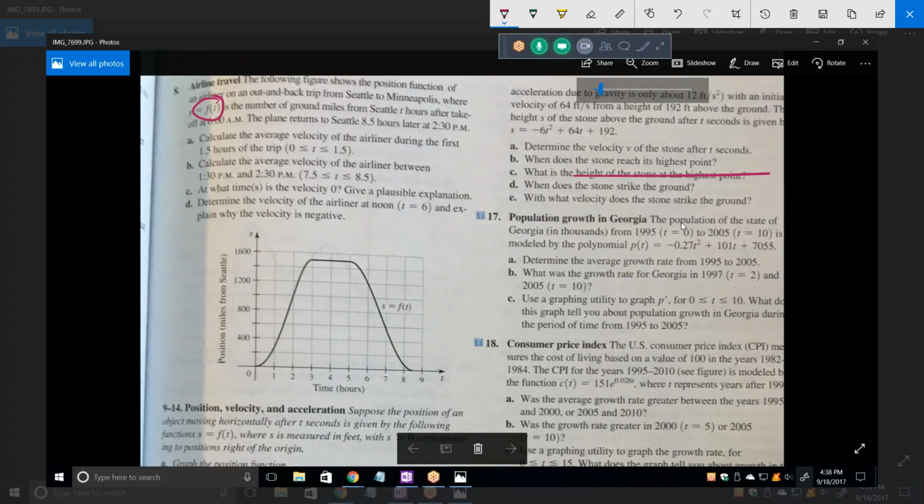Notice that after 8.5 hours, it returns to Seattle. Well, there's Seattle, position miles from Seattle. When I take off, I'm 0 miles from Seattle. At some point, I get to be like 1,500 miles from Seattle. Then I stay 1,500 miles from Seattle. And then I start turning around and coming back to Seattle. And by 8.5 hours later, I'm 0 miles from Seattle.